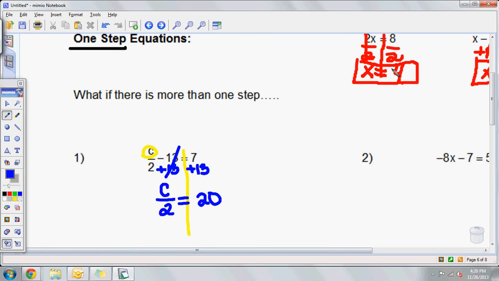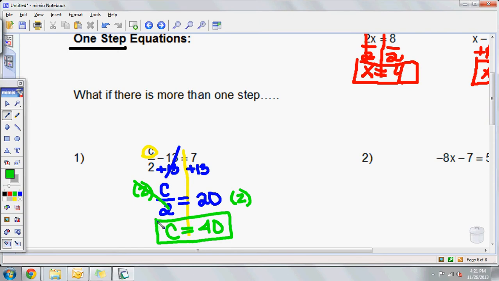Now it looks more like my one-step equations, which is kind of nice. Now all that's happening is c is being divided by 2. So the opposite would be to multiply both sides by 2. 2 divided by 2, those cancel out. So I'm left with c is equal to 40. Once you have the variable all by itself on one side of the equation, that is when you are finished.